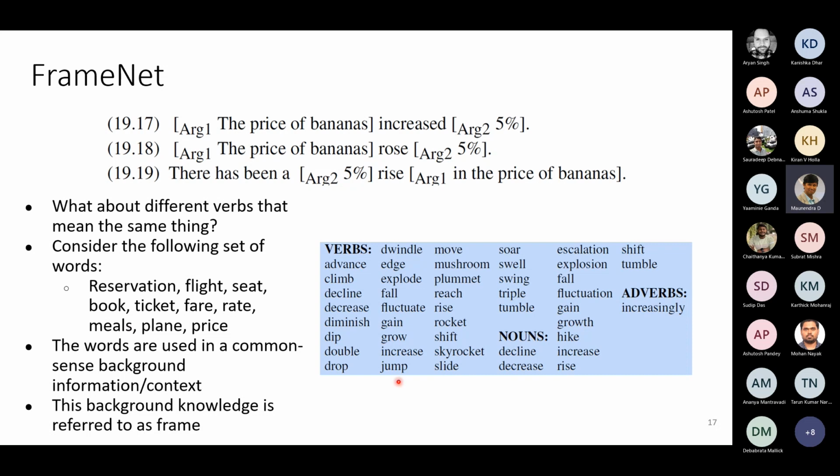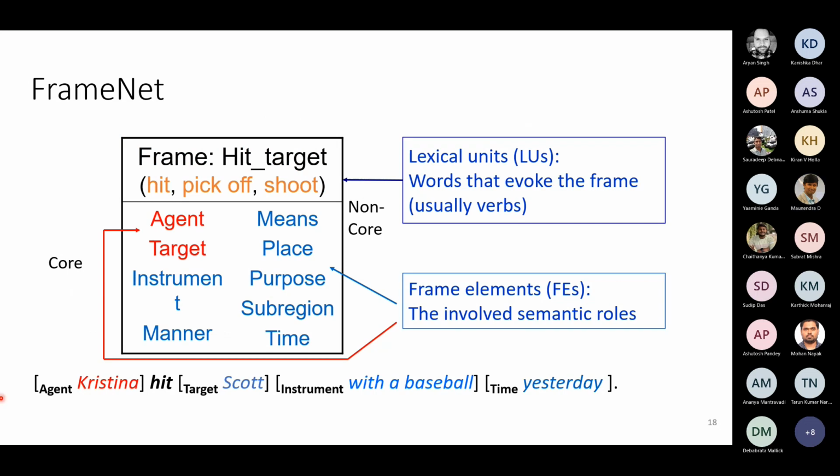So some examples are here: advance, climb, decline, decrease, diminish, drop, jump, gain, grow, reach, rise, shift, all that. So the different nouns which are there in the context of these words, often you see that these things will tend to reappear. So we can say that these words are used in a common sense background information or context. And this background knowledge is referred to as frame. So there is an example of a frame in this slide.